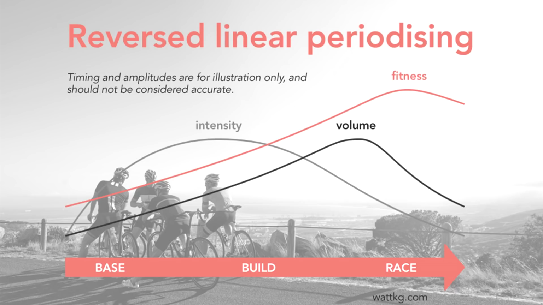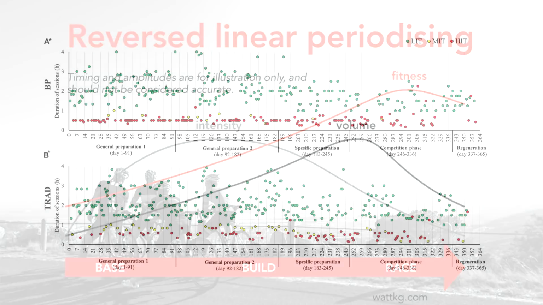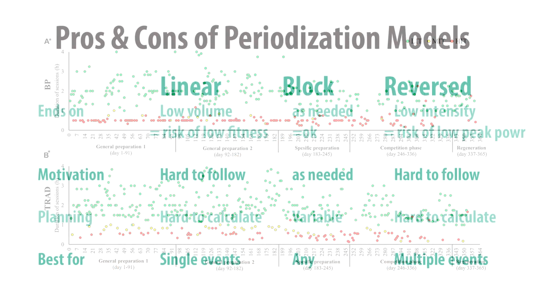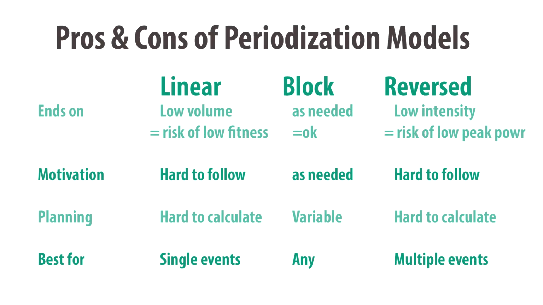So yes, you could have reversed block periodization, and that would simply be where your volume starts low and increases, your intensity starts high and decreases, but it's done in blocks throughout the months and throughout the year, I guess, as you come to race season.